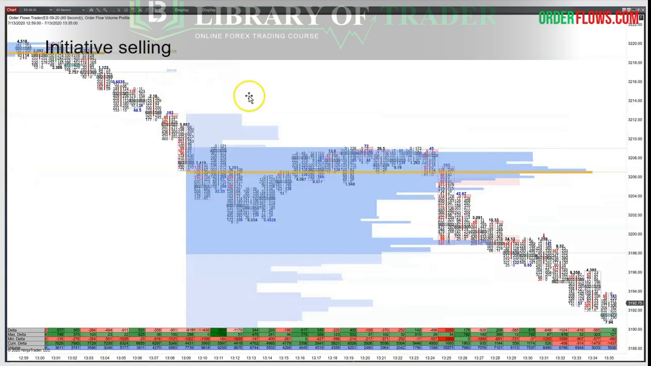Okay, now here's one where we open up way below the value area, right? The value area is right up here. And we sell off, we open up lower. Market sells off, rotates back up, sells off, right? This is why I spent some time talking about rotations, right? So you got to understand, right?